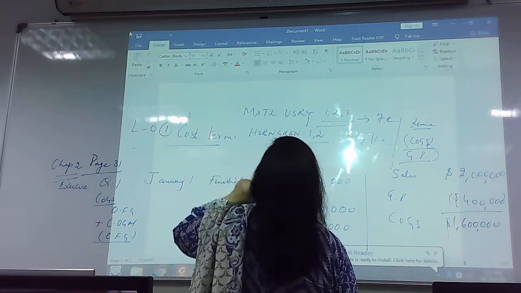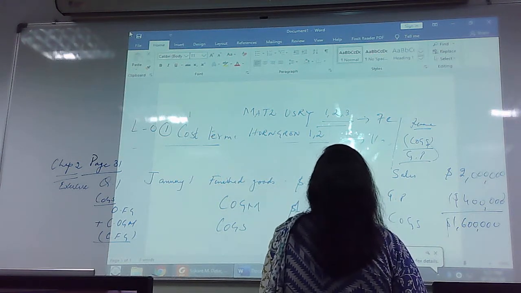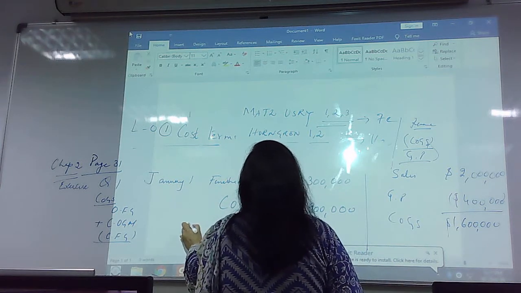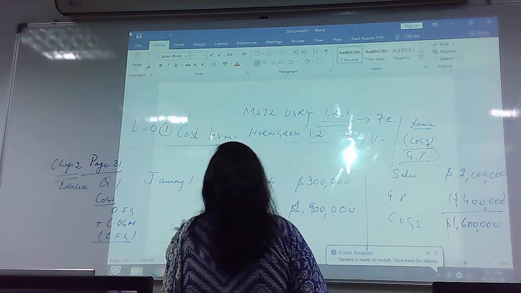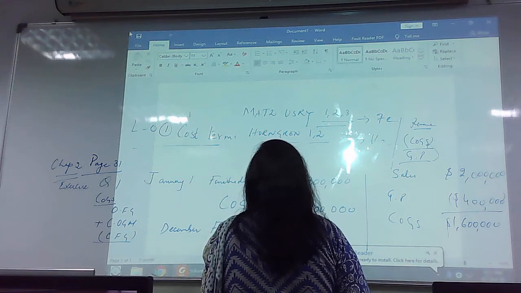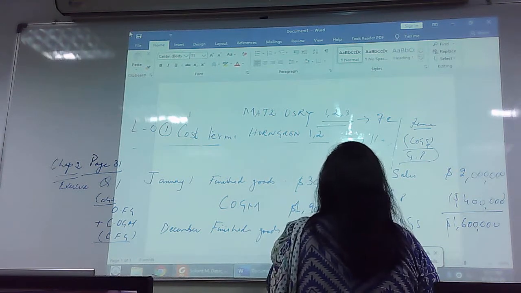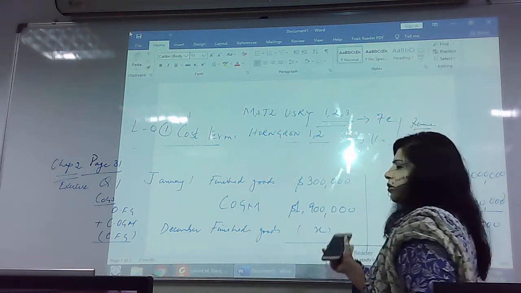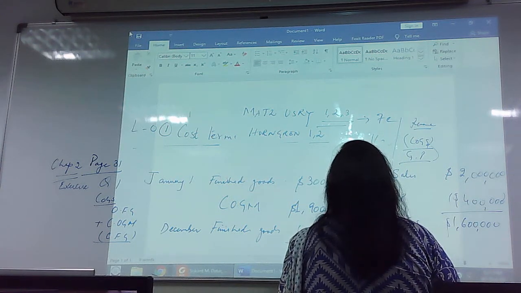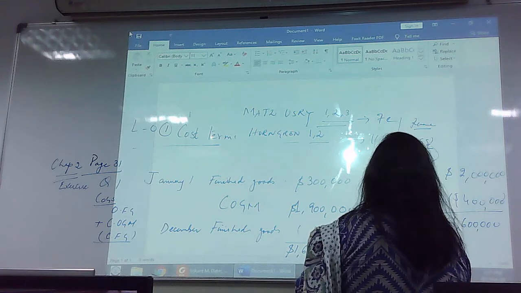We have the opening finished goods as this. We have the cost of goods manufactured as this. Now we are going to put in closing, or December, finished goods as X, because we don't know what the value could be. And we have the cost of goods sold calculated as 1.6 million. Now you can simply put this here and find out the value.